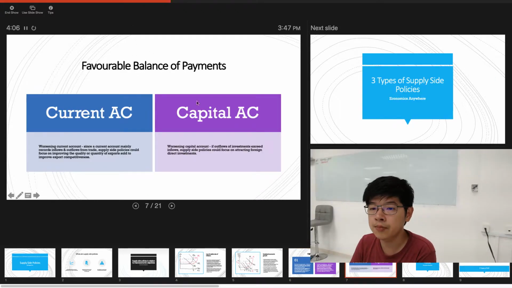And lastly, to achieve a favorable balance of payment position, remember that an unfavorable balance of payment position can be due to a worsening current account or a worsening capital account. If you're having a worsening current account, and your current account mainly measures inflow and outflow from trade, then supply side policies will try to improve the quality or quantity of exports sold so that you can improve export competitiveness, so that you can have more export revenue because demand for exports will increase, leading to a more favorable balance of payment position.